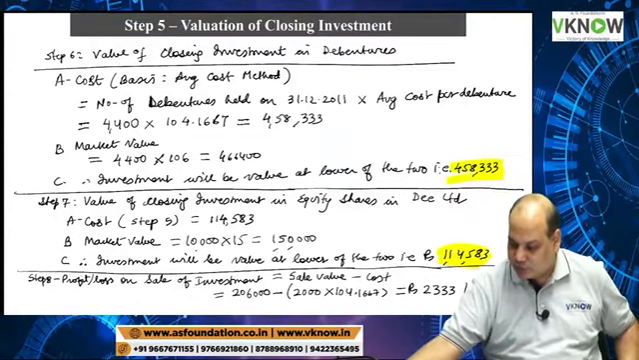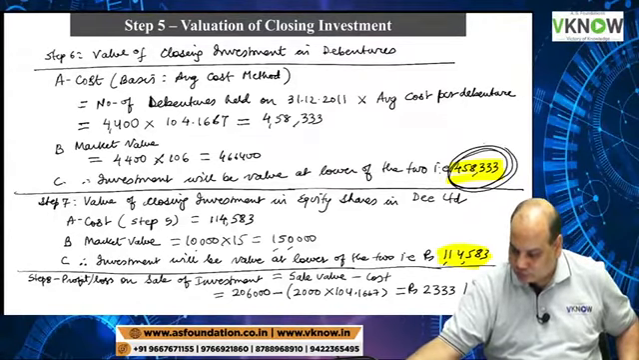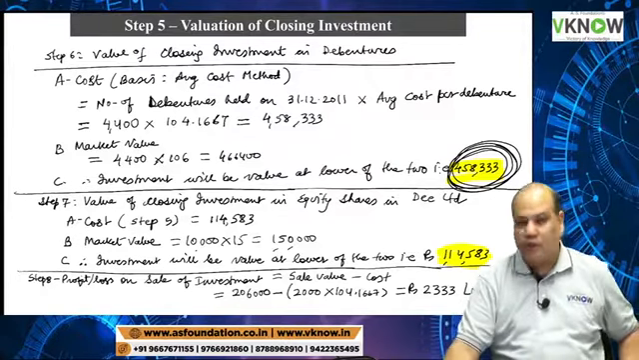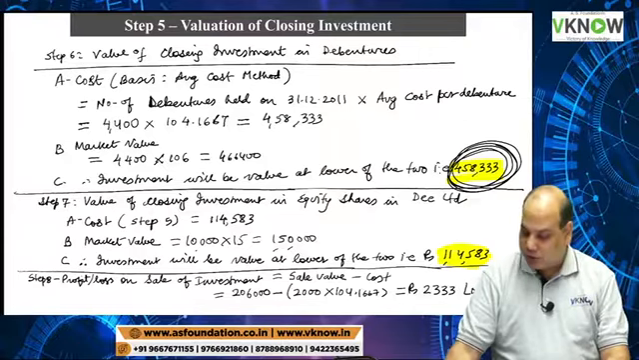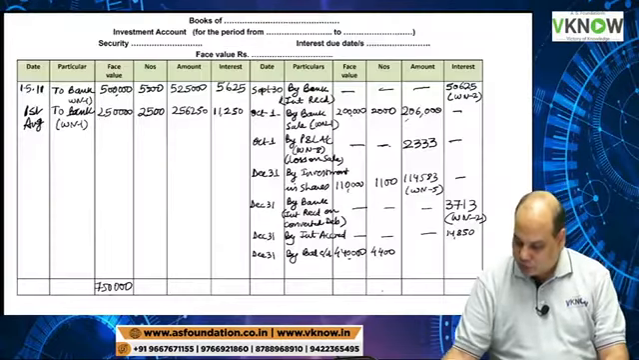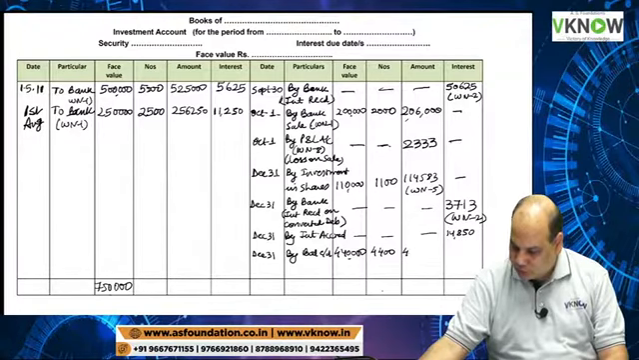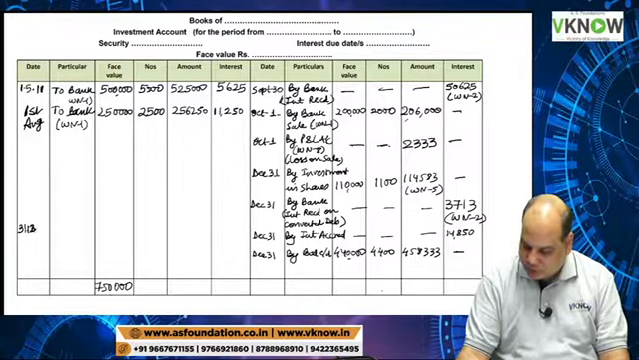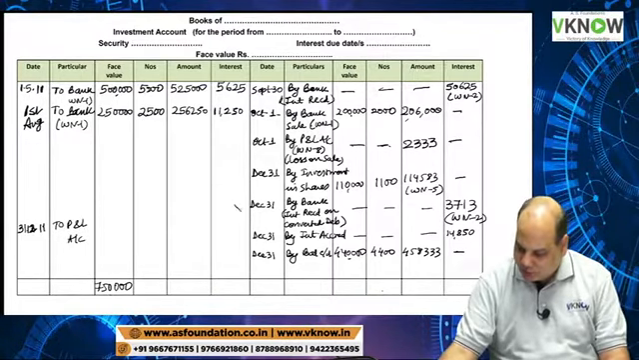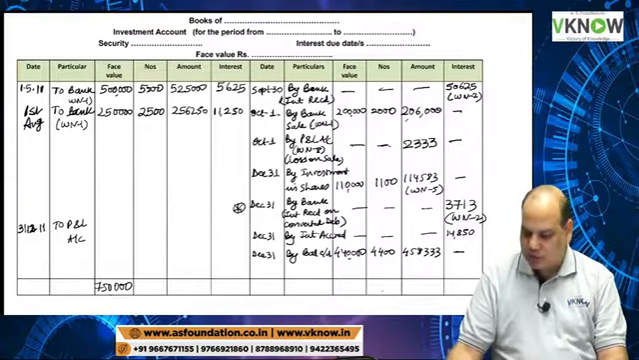On the screen, working note 6. This 458,333 is your closing investment value. And only one more thing is pending. On the debit side, 31st December, to P&L account. This interest amount you will transfer to P&L account.